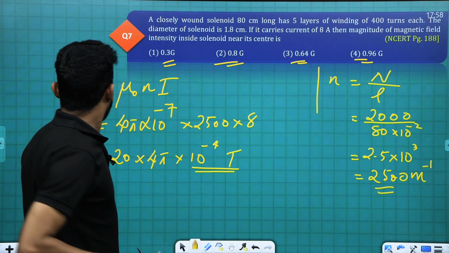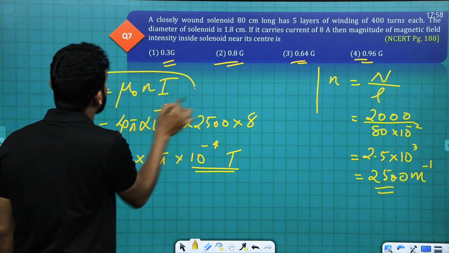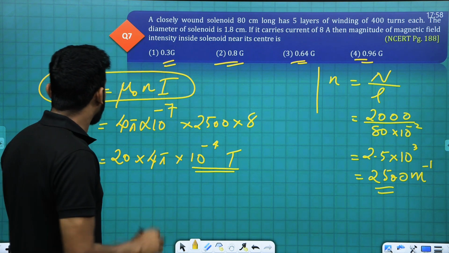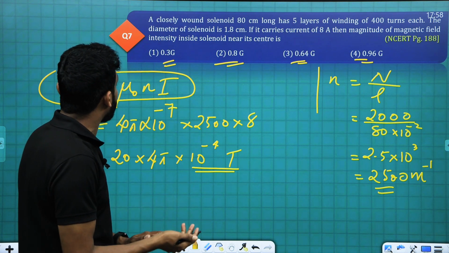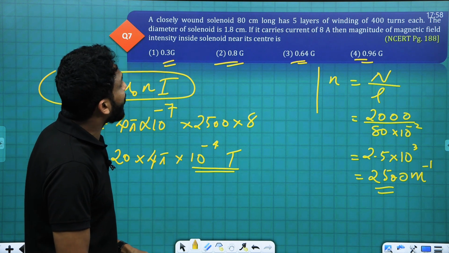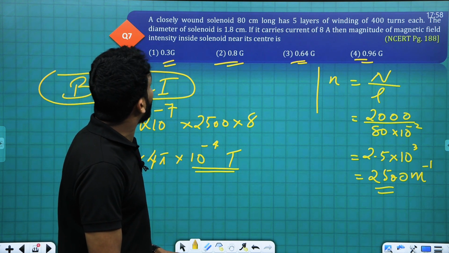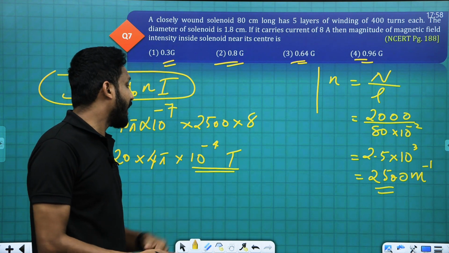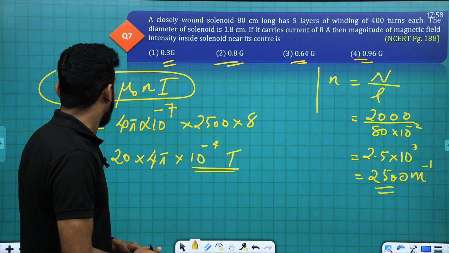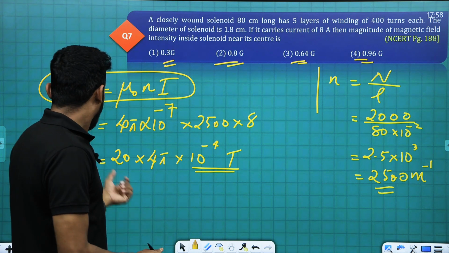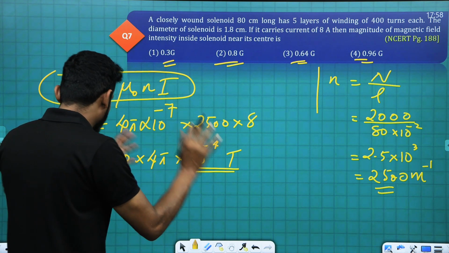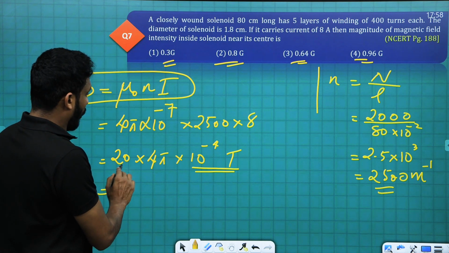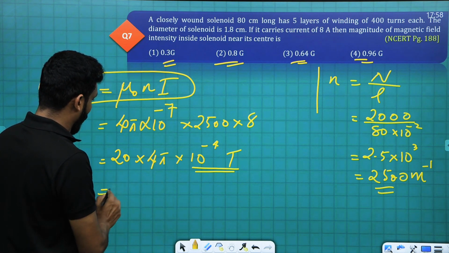Magnetic field intensity due to a solenoid is mu 0 N i. Mu 0 is 4 pi into 10 power minus 7, then 2500, and the current passing is 8 ampere. Clear? Into 8. Then the answer we are getting, we can write here: 20 into 4 pi, that is 2 into 4, 8.